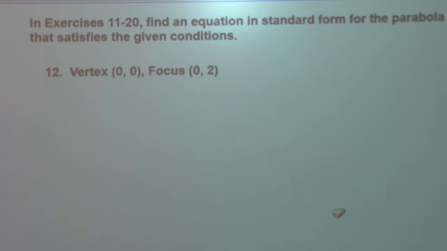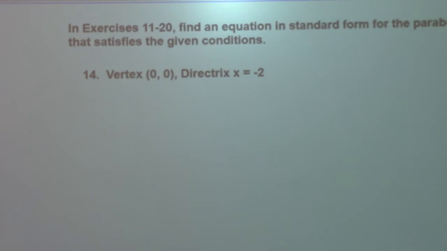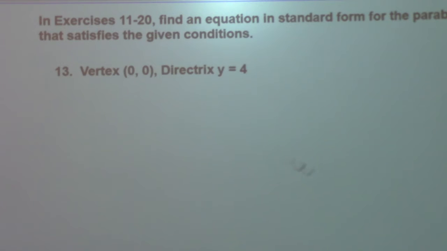Now yesterday I think we finished with this one, didn't we? Did we finish 12? Yeah, we finished 12. And did we start on 13 yet? So in this case, we're given a directrix to begin with. Does anybody need me to do this one?